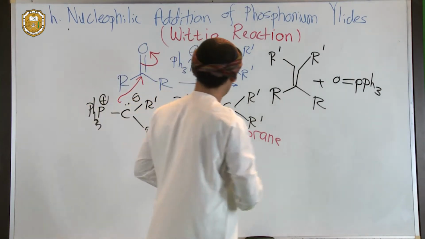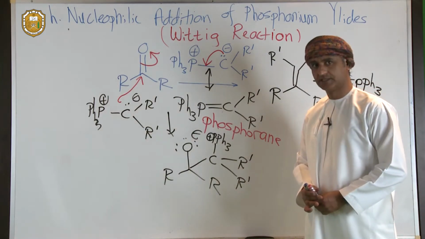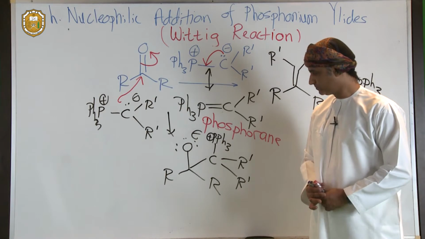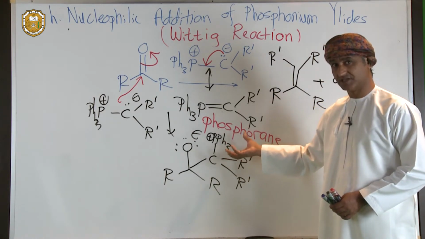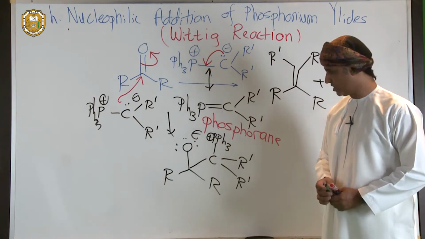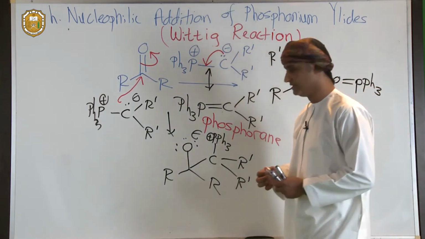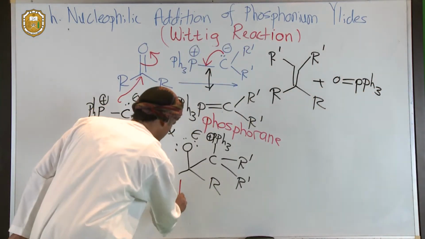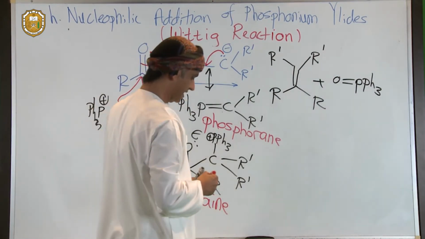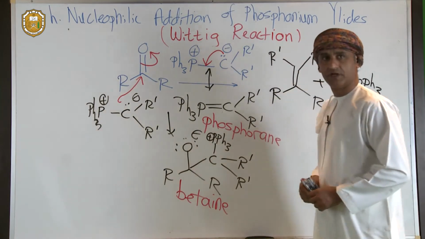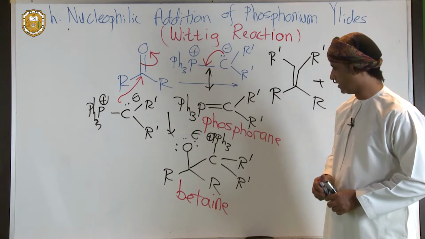If we do that, we get something like this as an intermediate. So that's the intermediate that's produced when the phosphonium ylide attacks that general ketone. If you look at this intermediate, it's still charged. It still has opposite charges. This intermediate is actually called a betaine. So this is a betaine intermediate, which is produced as a result of the nucleophilic addition of a phosphonium ylide on aldehydes or ketones.